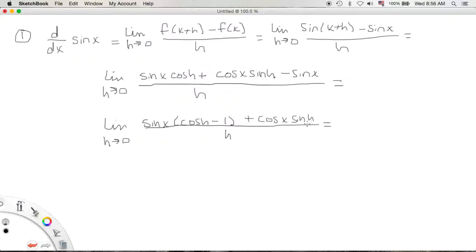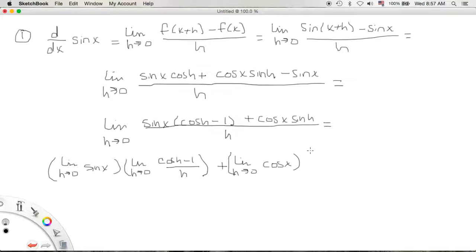Now we're going to start splitting this all up. So we'll have the limit as h goes to 0 of the sine of x times the limit as h goes to 0 of the cosine of h minus 1 over h plus the limit as h goes to 0 of the cosine of x times the limit as h goes to 0 of the sine of h over h.